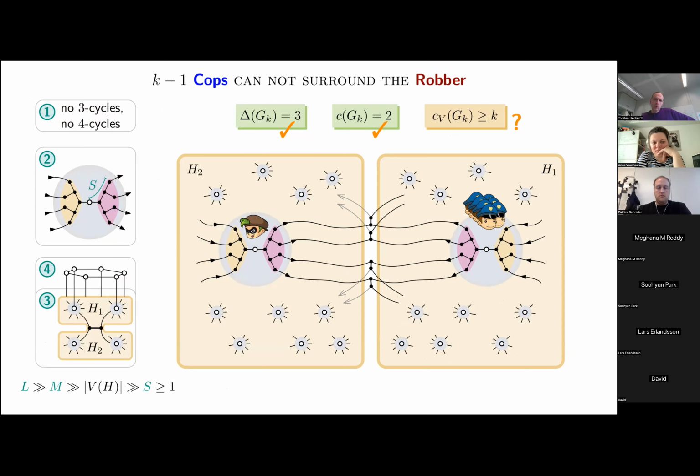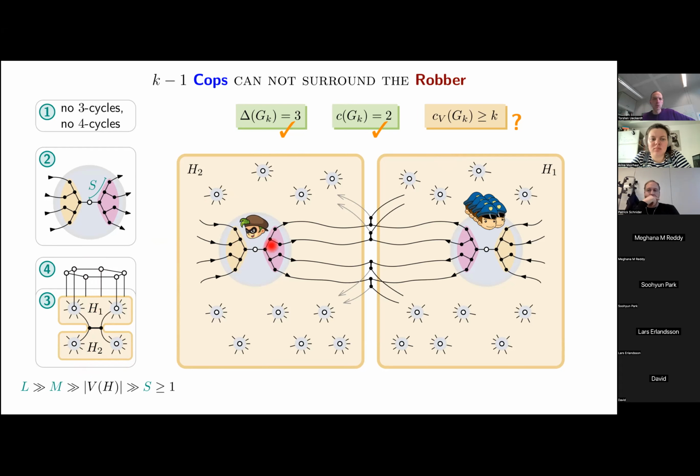Now I have to prove this lower bound on the cop number. I have to prove to you that K-1 cops are not sufficient to surround the robber. So I have to give you a robber strategy against any K-1 cops. And the robber strategy is he's only in copy H2. He will just be down here and not use H1 and not use the cycle.